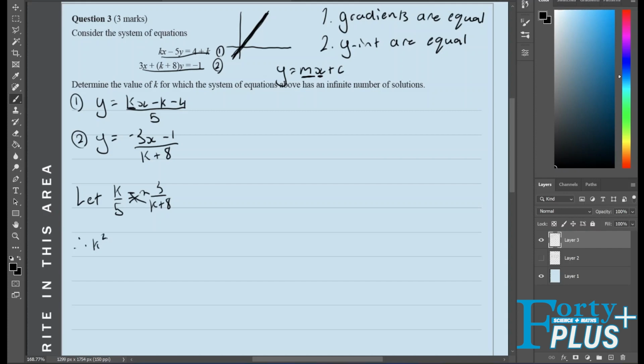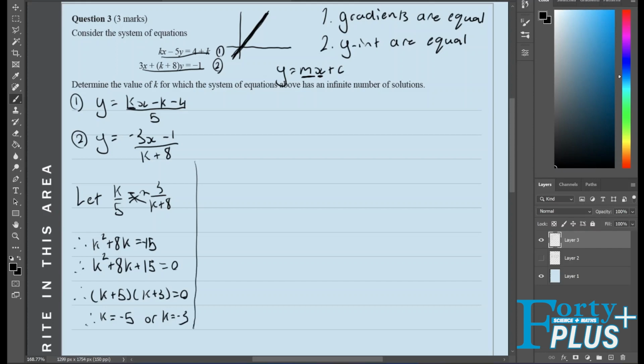Therefore, k squared plus 8k equals negative 15. So k squared plus 8k plus 15 equals 0. This factorizes to (k plus 5) and (k plus 3) equals 0. So therefore, k equals negative 5 or k equals negative 3. So we've found two solutions for the gradient.